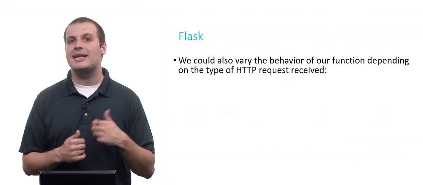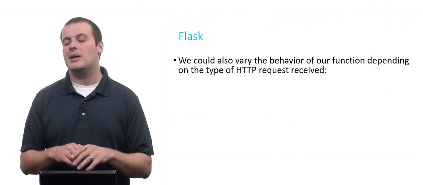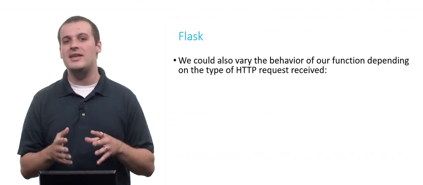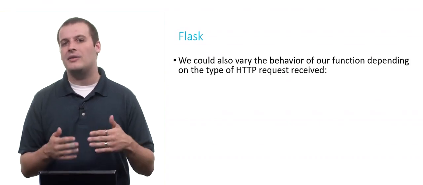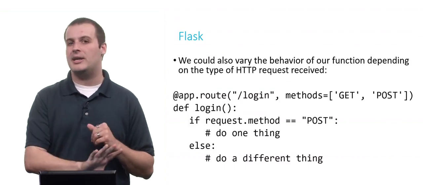So for example, if we got a GET request, we might show them the form. But if we get a POST request, then we're going to be expecting that they have provided some data via the form. So we can use one URL to do two different things depending on how the data came to us. And that actually is what we do.